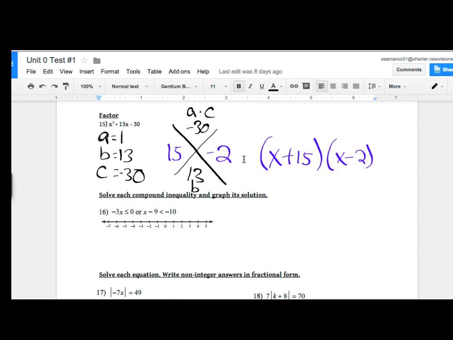Do you want to take the next one? I'll do the absolute value one. Sure. Again, it's graphing inequality, guys.